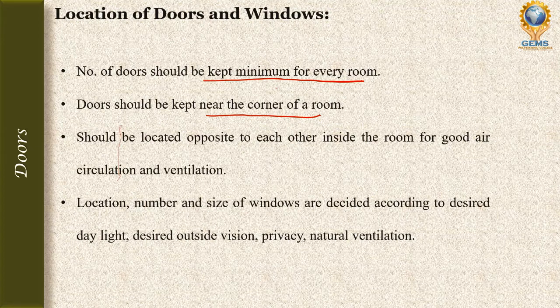Third, the doors should be located opposite to each other inside the room for good circulation and ventilation. So if you are giving two doors in your room, they should be opposite to each other. Why? Because then only we will get good air circulation and ventilation.